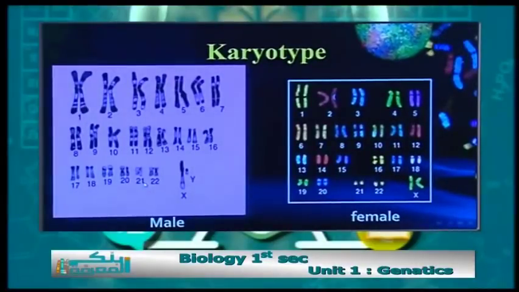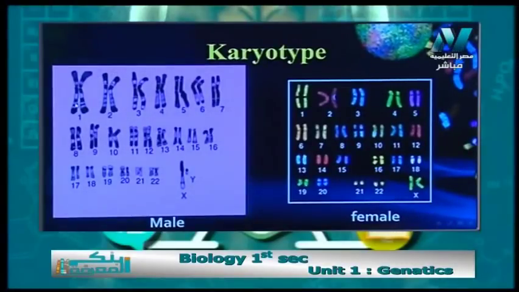In front of you, a karyotype diagram, male karyotype and female karyotype. When you look, this is a somatic cell. Why is this a somatic cell in male and female? Because the chromosome number here is diploid. Pairs, as you see in male and in females, chromosomes in pairs. When you look at the figure, the chromosomes are arranged in descending order.